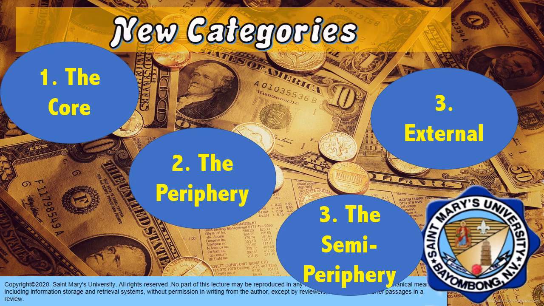So here are now the categories that Wallerstein proposed into which places around the world can be classified. We have here the core, the periphery, the semi-periphery, and of course number four, external. So let's begin with the core.